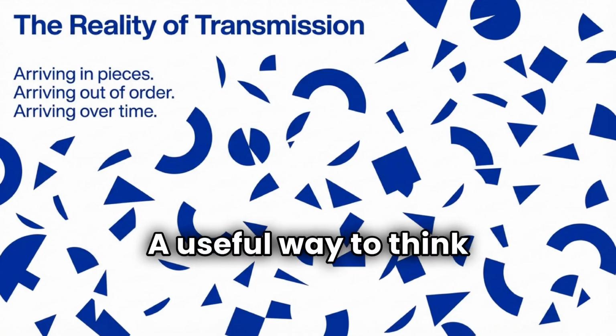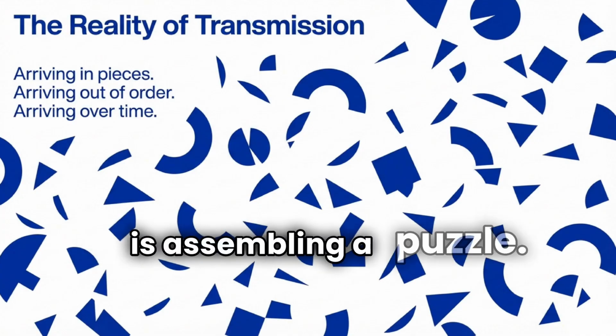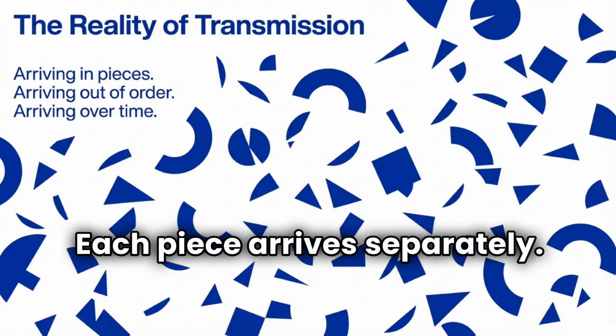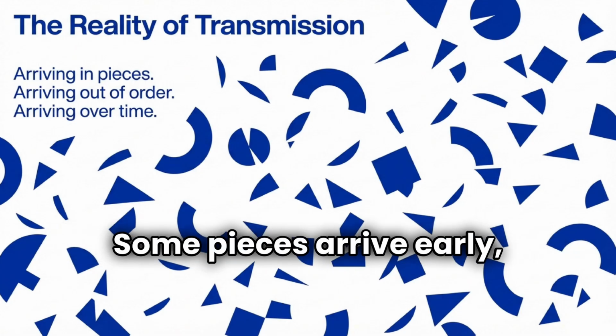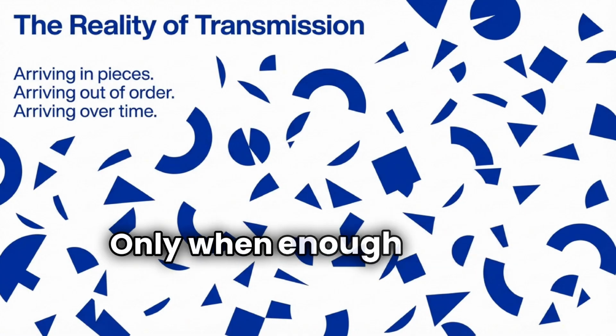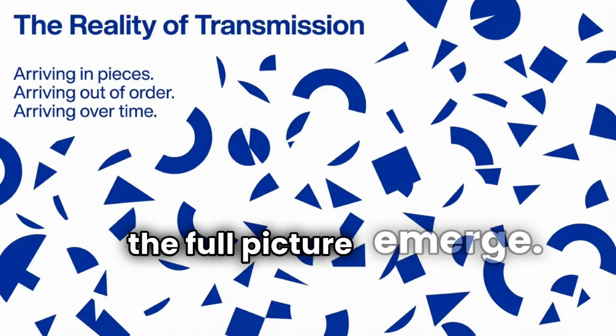A useful way to think about message assembly is assembling a puzzle. Each piece arrives separately. Some pieces arrive early. Some arrive late. Only when enough pieces are in place does the full picture emerge.